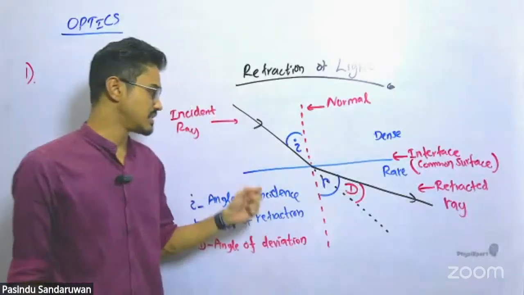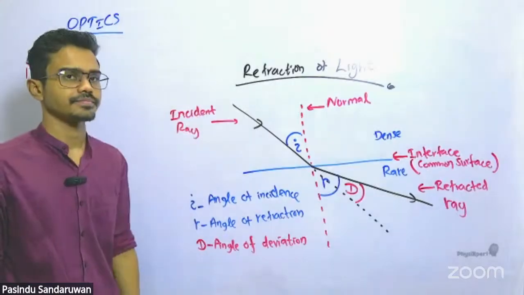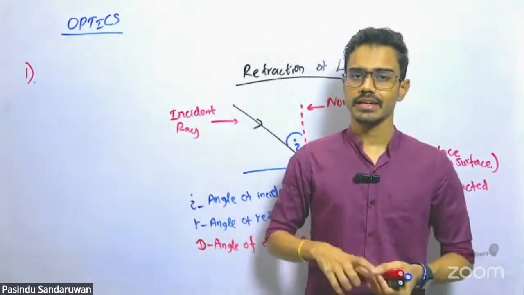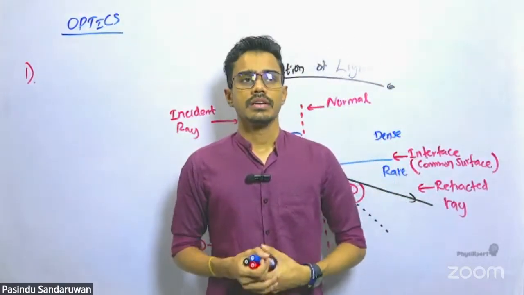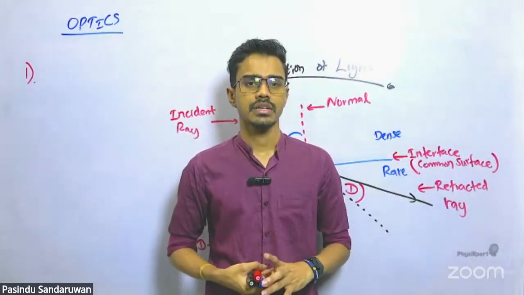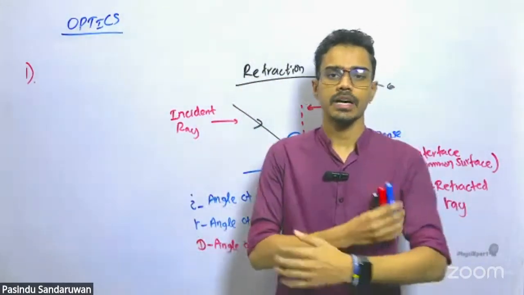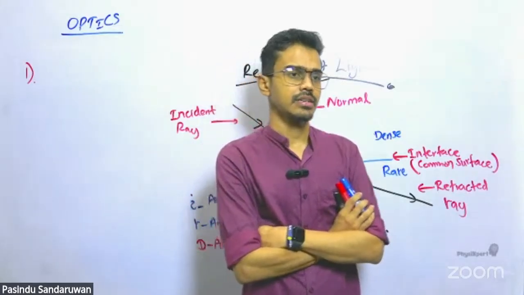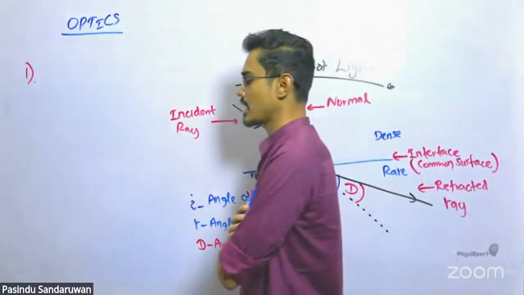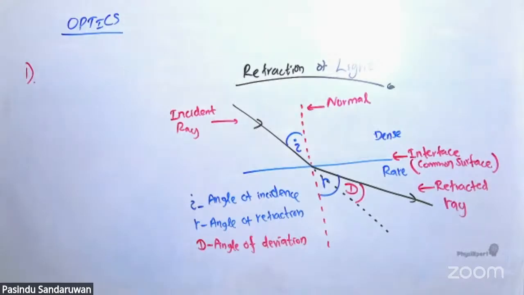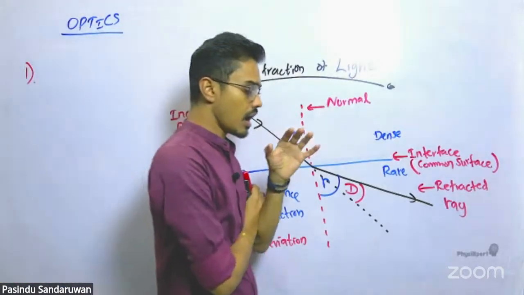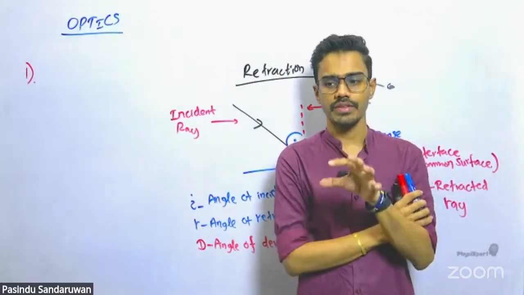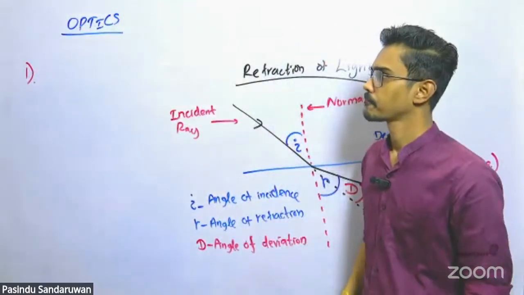The incident ray, the refracted ray, and the normal drawn at the point of incidence lie on the same plane.